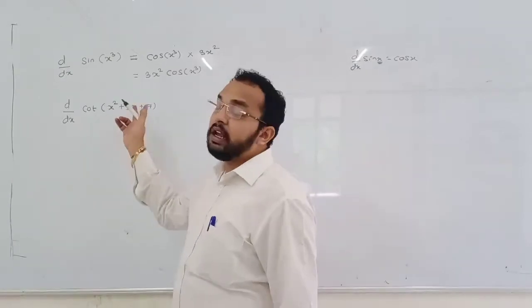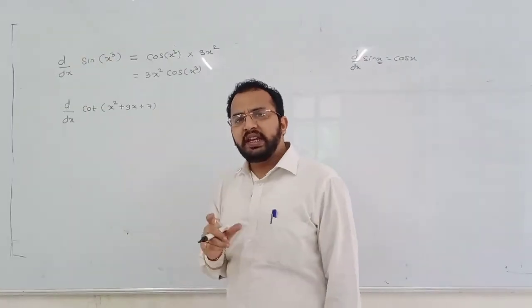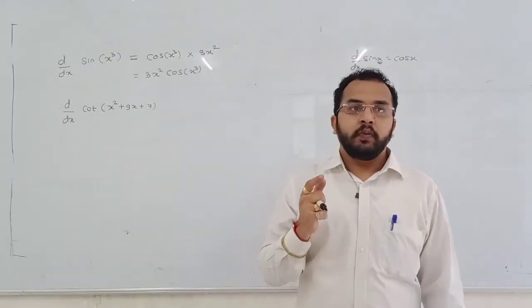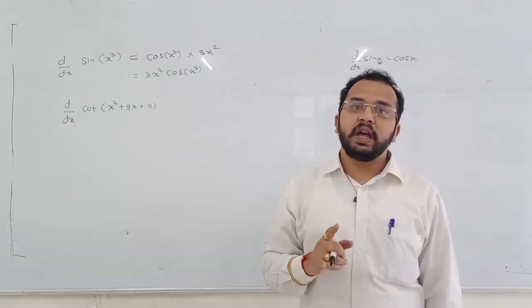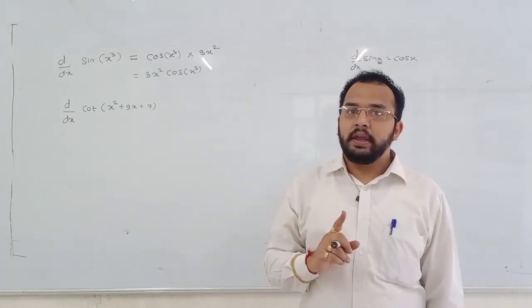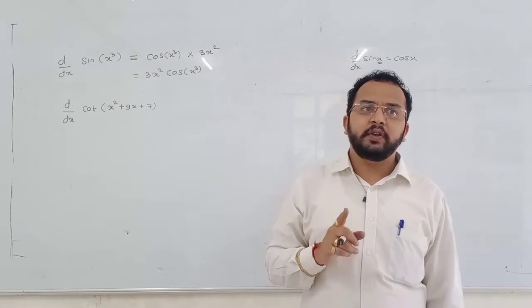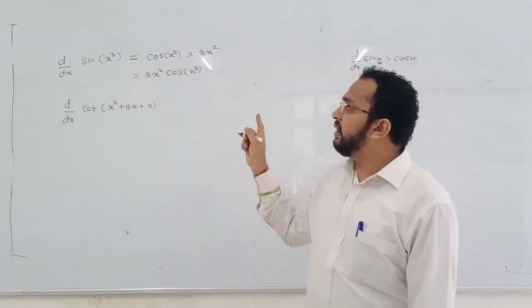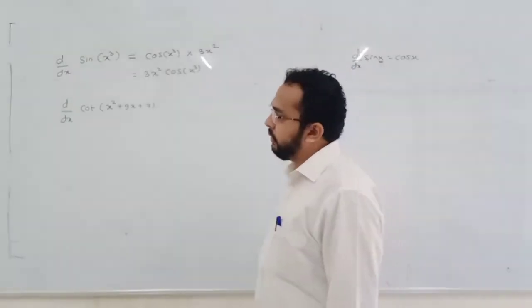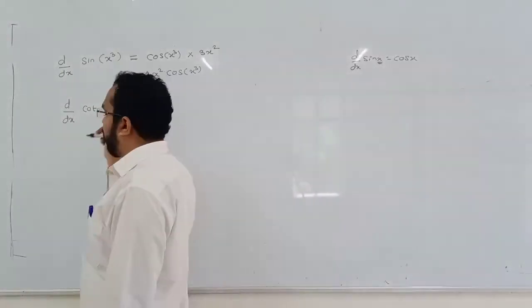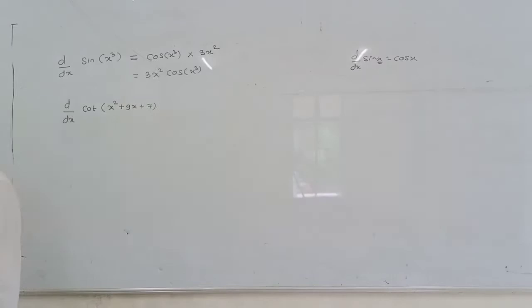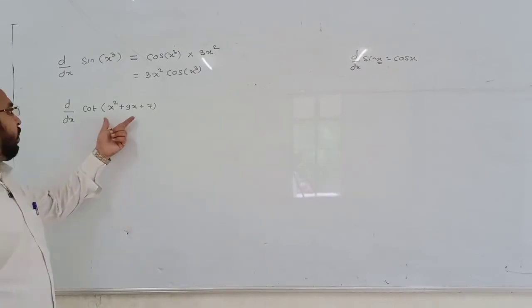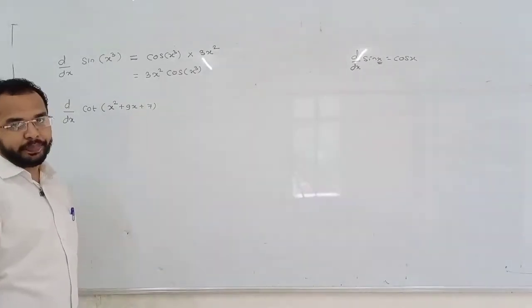Do you see any angle of the cot here? Any trigonometric function cannot exist without an angle. Each and every trigonometric function should have some angle. So here, no other angle is visible, which means that the bracket is the angle. In front of cot, whatever is written in the bracket is the angle.